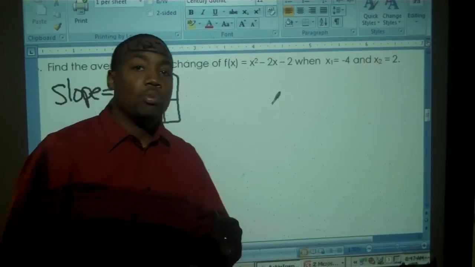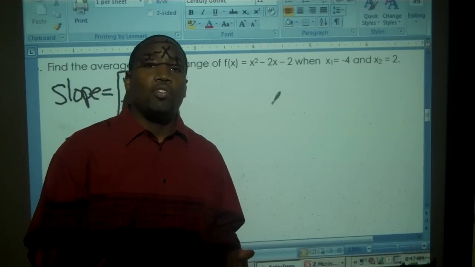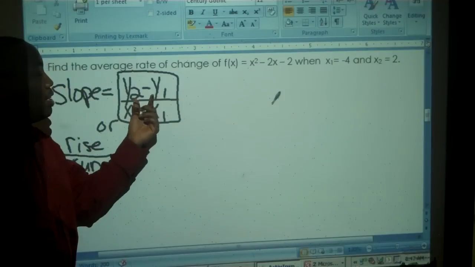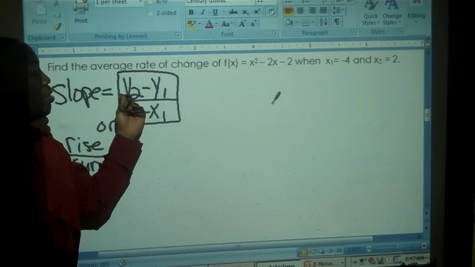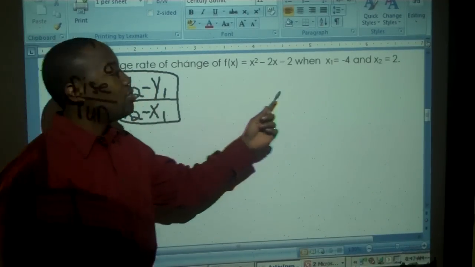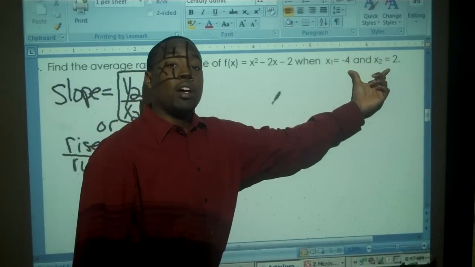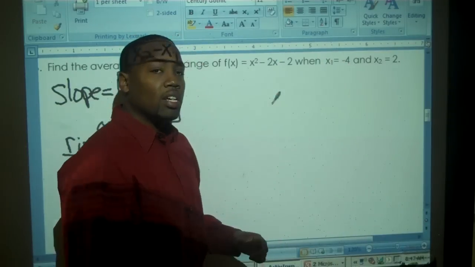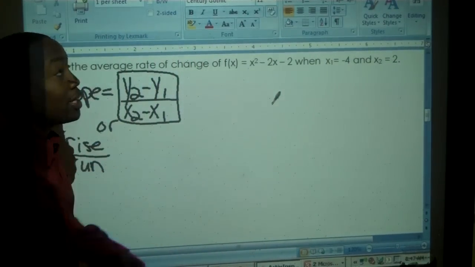So I'm already given x1 and x2. Based on the formula, I have the bottom part, but I need the top part, which is y2 minus y1. So how do I use these to figure it out? Basically, I take this value and plug it into the equation. I'm going to go ahead and delete this formula now. We're going to come back to it in a minute.